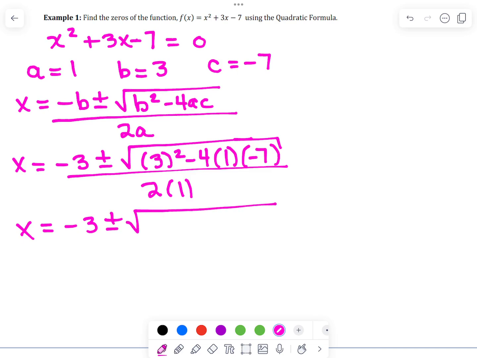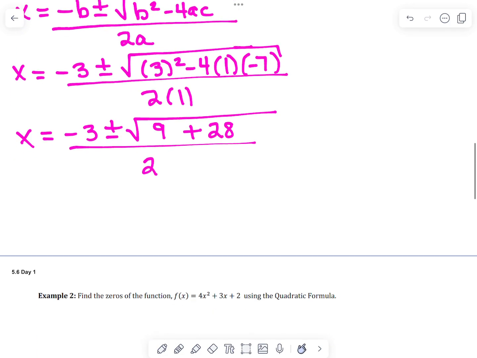And now we simplify using our order of operations. Underneath the radical is that discriminant. So 3 times 3 is 9. Then we multiply negative 4 times positive 1 times negative 7, which is positive 28, all over 2 times 1 is 2.